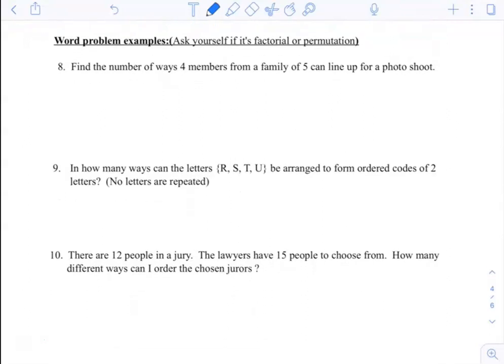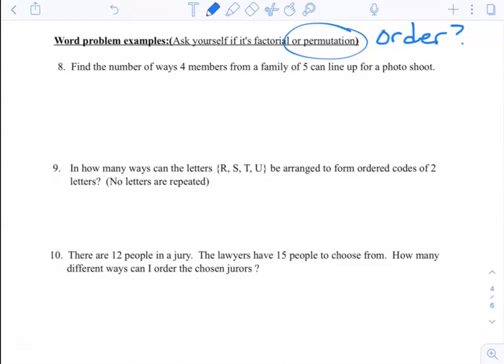Okay, so word problem examples. We'll go through some here. It says, ask yourself if it's a factorial or a permutation. How do we know if it's a permutation? We're talking about, does order matter? Okay, factorial, we'd be listing everything all the way down to 1. Permutation, just nPr. We want to know if order matters. All right, let's try some.